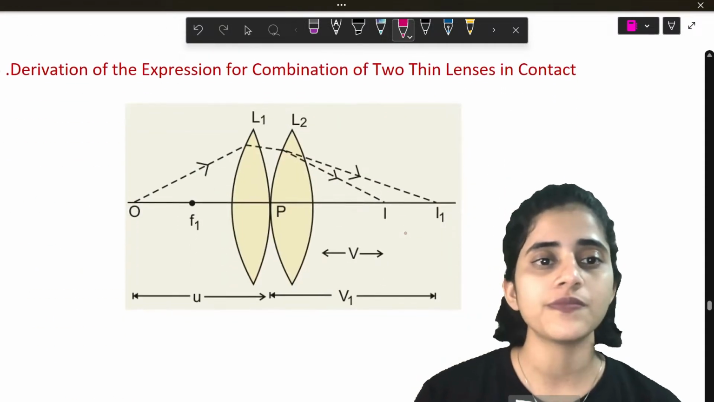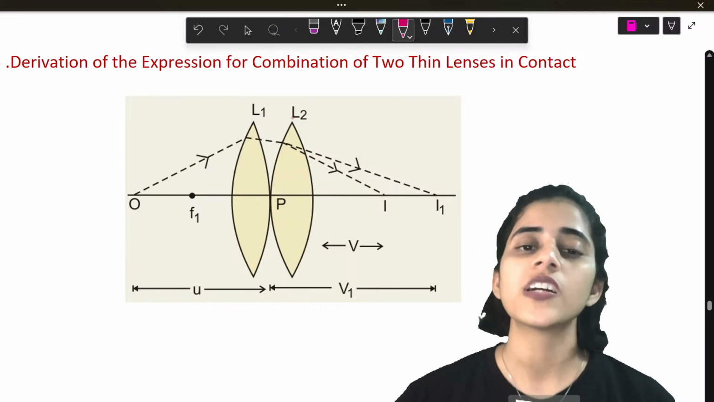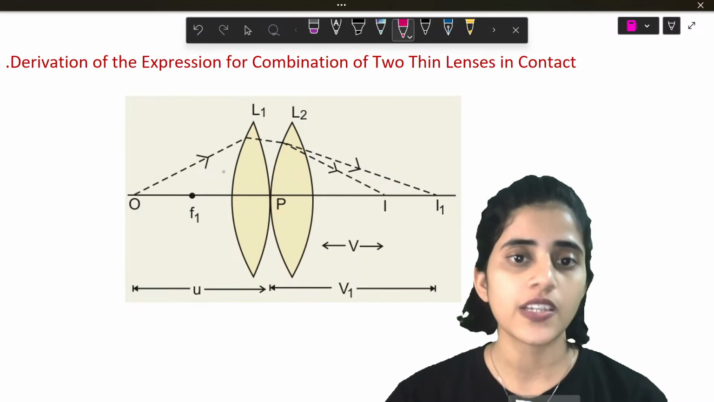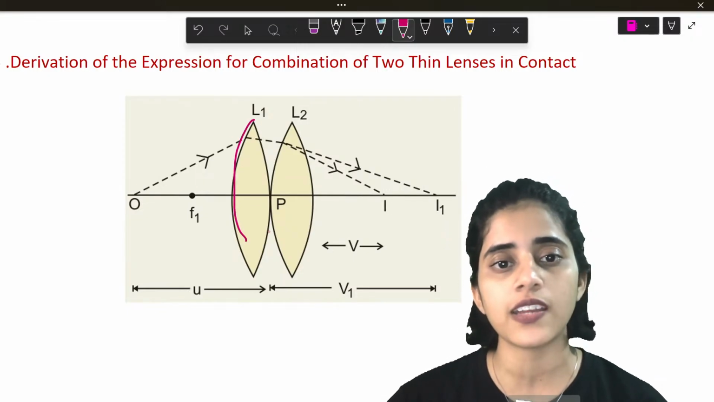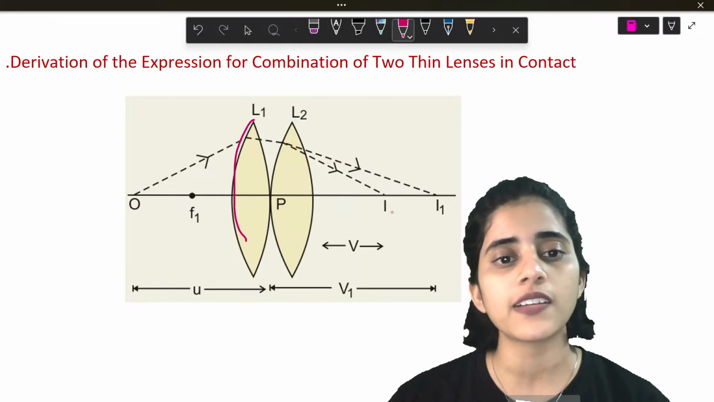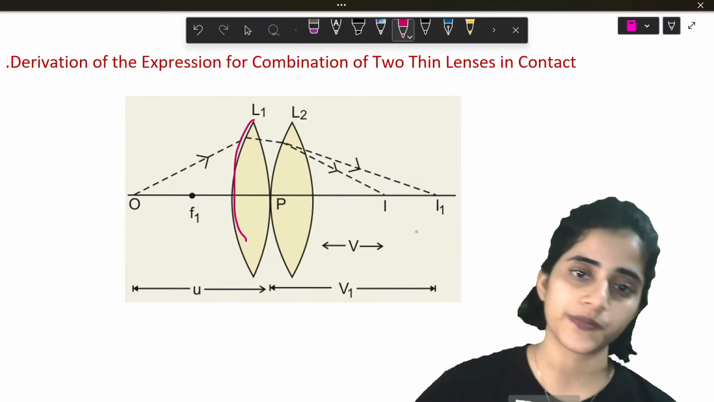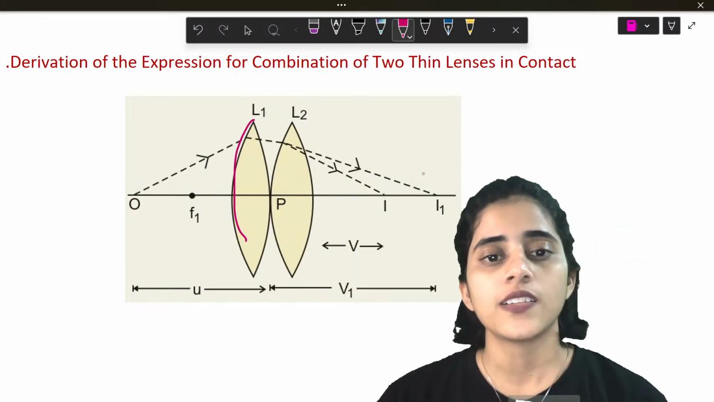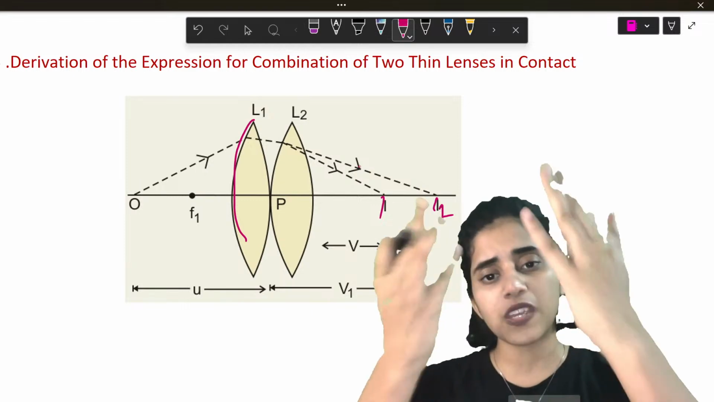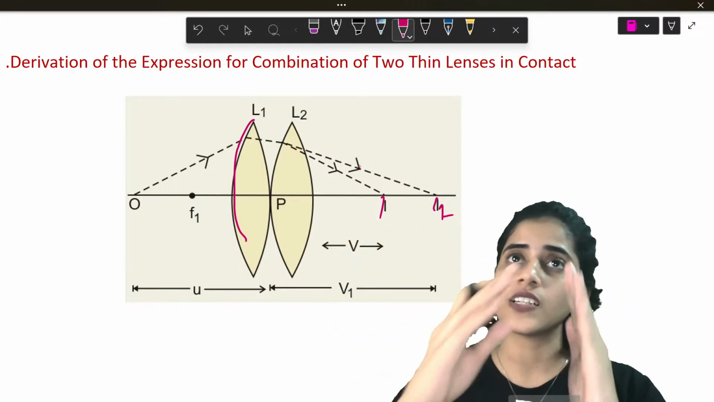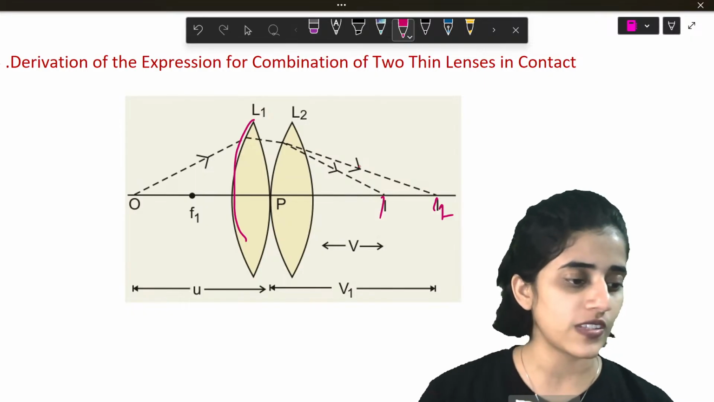Next question. Derive the expression for combination of two thin lenses in contact. Here also you can see, if only the first lens L1 was there, the image would have been formed at I1. Now if L2 is also there, the image is formed at I2. This and the previous question are similar. There you have two surfaces. Here you have two lenses. That's the difference.